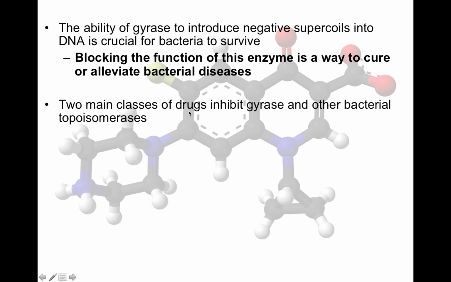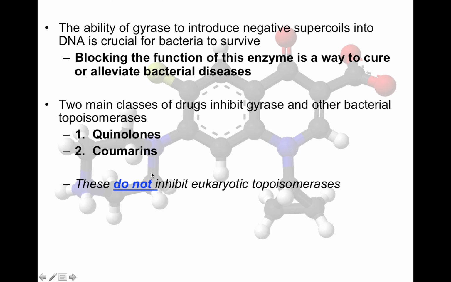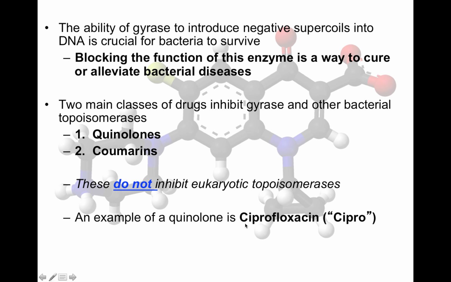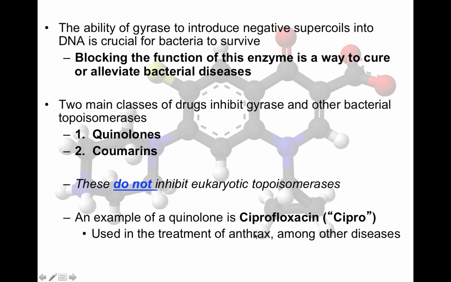Two main classes of drugs that inhibit gyrase are quinolones and coumarins. They do not inhibit eukaryotic topoisomerases, which is a good thing for us because humans are eukaryotes. So ciprofloxacin is an example of a quinolone that inhibits DNA gyrase. It's used in the treatment of anthrax and other bacterial infections. You may have known someone who had Cipro, or you may have had it yourself, not for anthrax, but for some other disease.